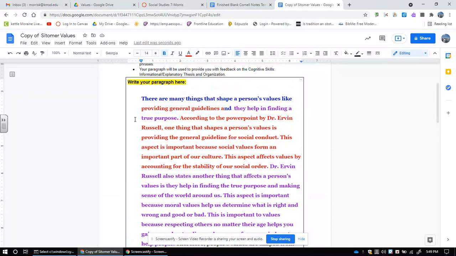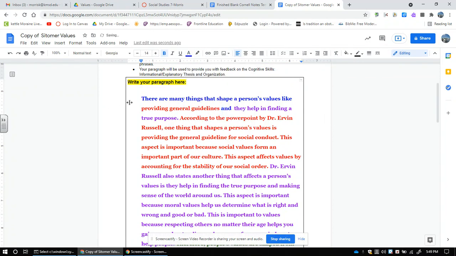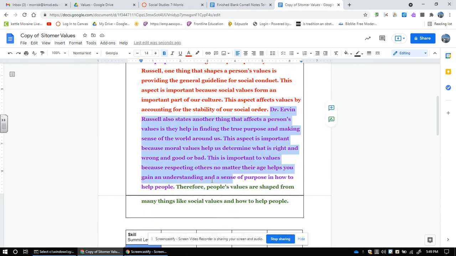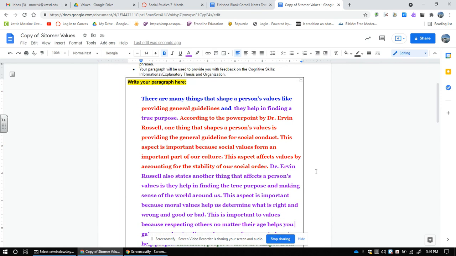This is a Sitomer. And because that's bugging me, I'm going to make that blue. That's a Sitomer. We have our claim. We have our first subclaim. We have our second subclaim. We have our first subclaim evidence. We have our second subclaim evidence. And we have our conclusion. That is what you're turning in. And that, my friends, is how you write a Sitomer.